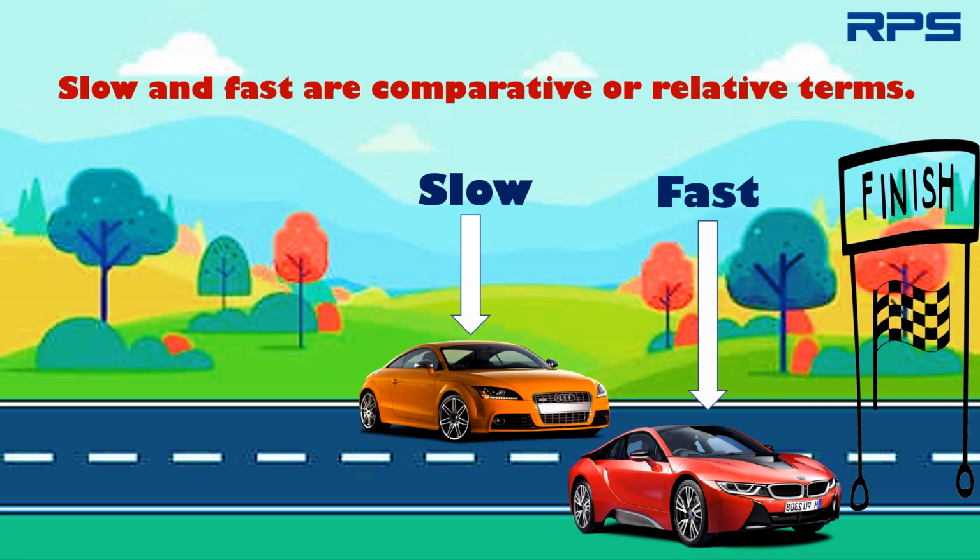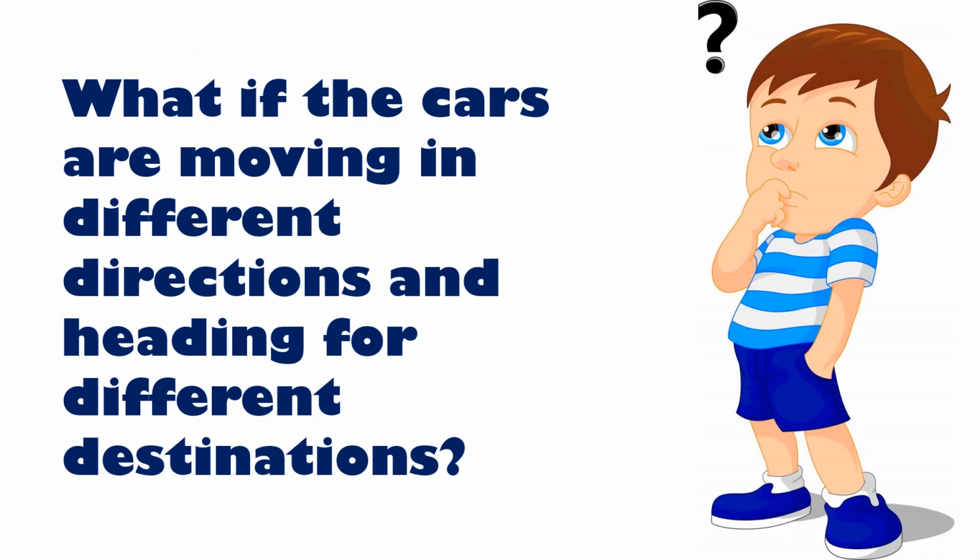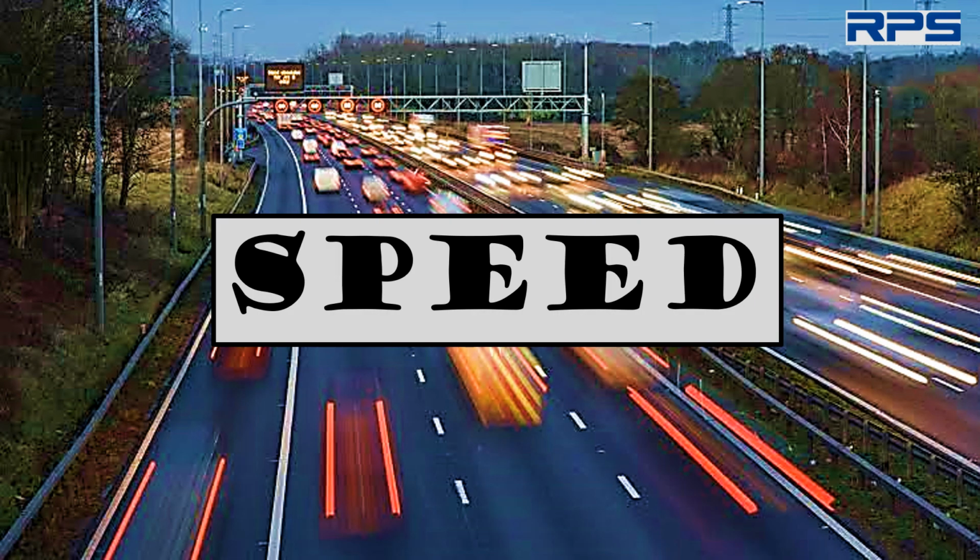So we can conclude that slow and fast are comparative or relative terms. What if the cars are moving in different directions and heading for different destinations? Will it still be easier for you to find out which one is faster? To find this, we need to calculate the speed of each car.